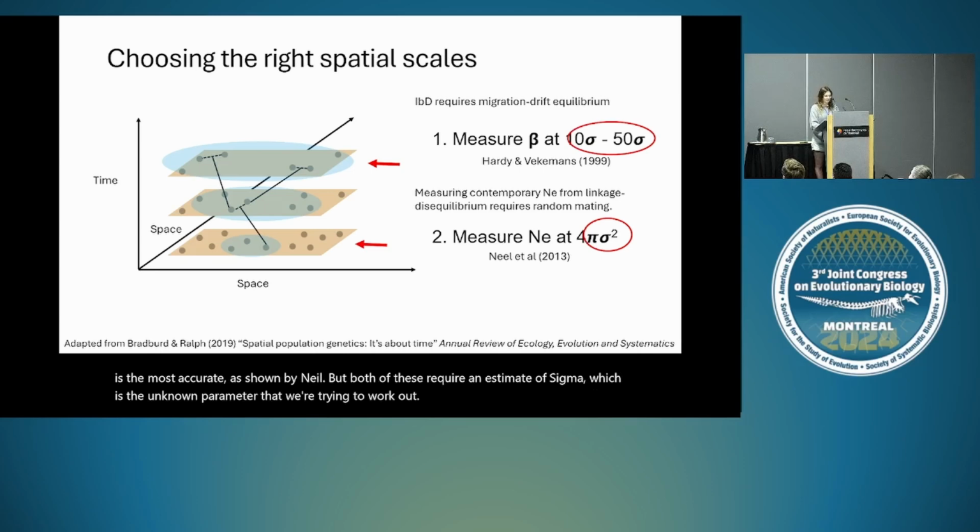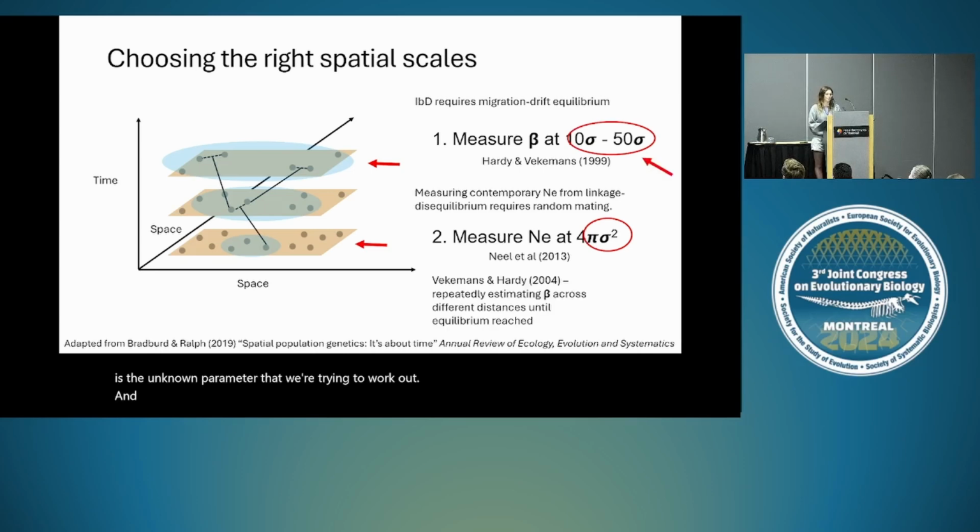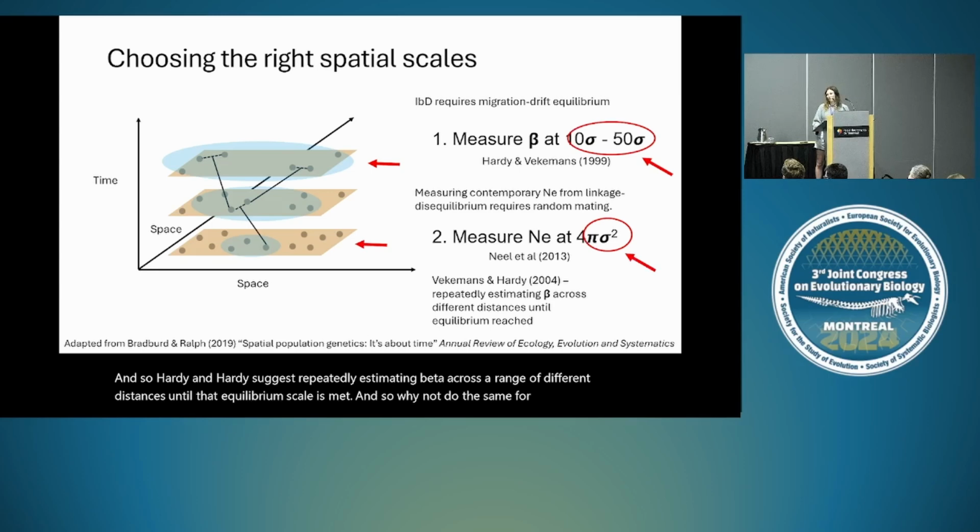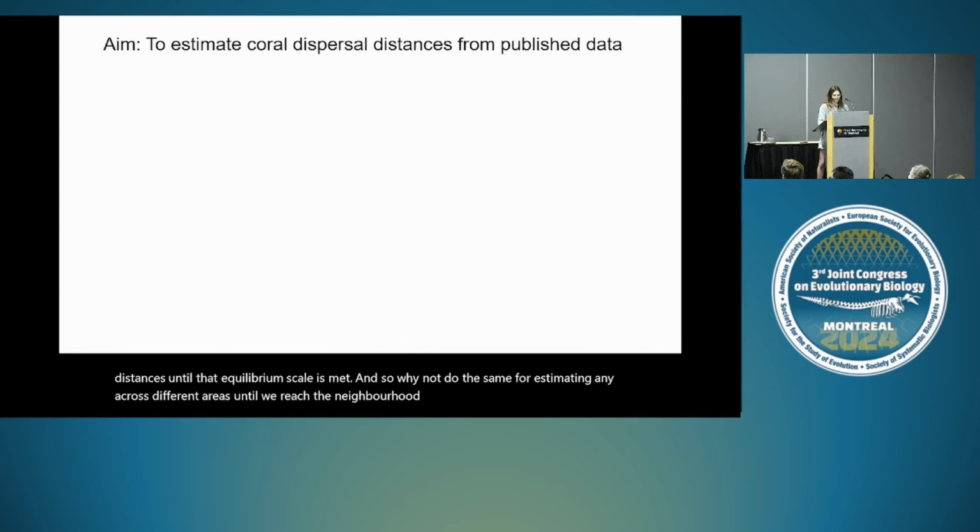And so Hardy and Beckmans and Hardy suggest repeatedly estimating beta across a range of different distances until that equilibrium scale is met. And so why not do the same for estimating NE across different areas until we reach the neighbourhood area? And so that's what I plan to do, and estimate coral dispersal distances across these ideal spatial scales using published data.